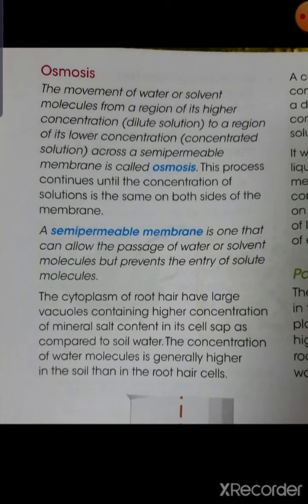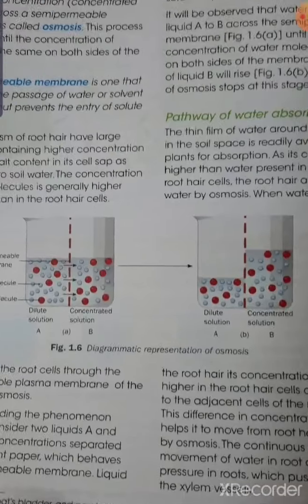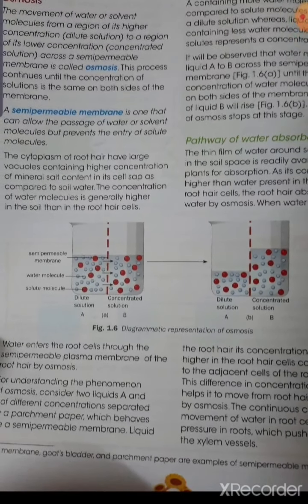If we want to understand this process more properly, see this diagram, A and B. So two liquids are there, liquid A and liquid B, but they are of different concentration. You can see this red dot in the middle. It is separated by a parchment paper, which acts like a semi-permeable membrane.